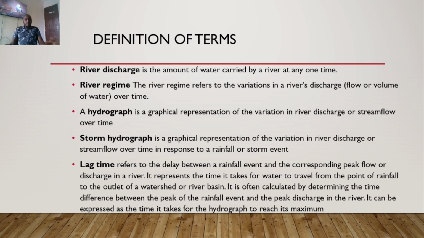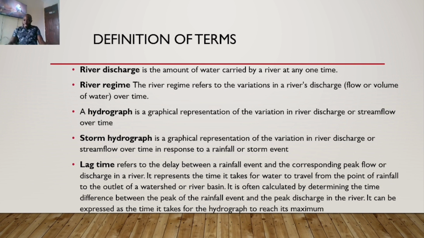And remember, we talked about discharge being the amount of water carried by a river at that one time, okay? So the difference between that peak rainfall and the peak discharge is what we call the lag time. Understood? That's why I've said that it refers to the delay between a rainfall event and the corresponding peak flow or discharge in a river. So it represents the time it takes for water to travel from the point of rainfall to the outlet of a watershed or river basin. Okay, I think it's clear.